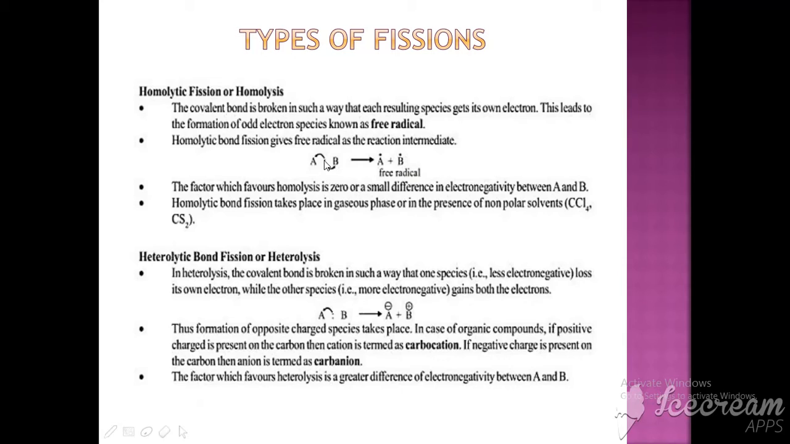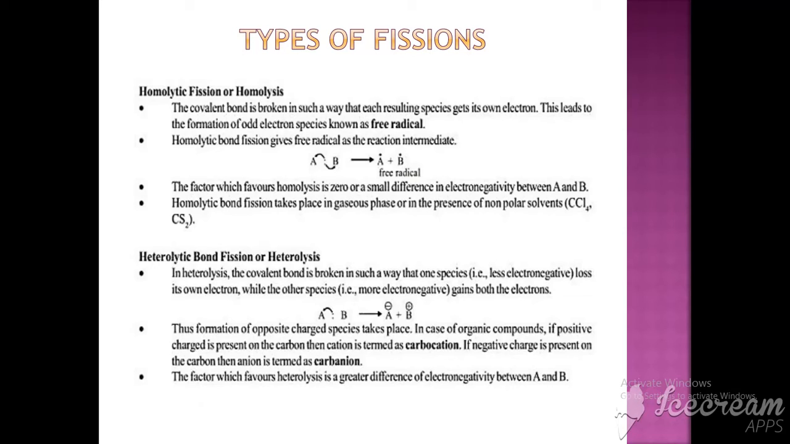After their cleavage, one electron will be taken by A and one electron will be taken by B. As a result, A has one electron over it and B has one, so they both are free radicals. The factor which favors homolysis is zero or small difference in electronegativity. Homolytic fission takes place in the gaseous phase or in the presence of nonpolar solvents. We need to remember that CCl4 and CS2 are going to be used in our upcoming chapters. They are very important nonpolar solvents.